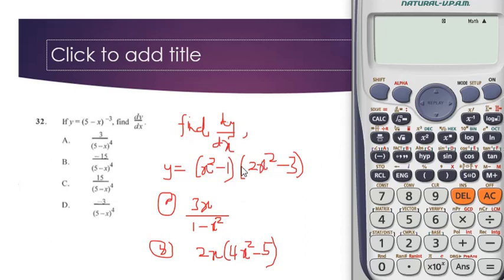So let's look at the second question. Find the derivative with respect to x of this expression. So let's do that. We have the differential of this expression: x squared minus 1, then you close the bracket, open it again, and we have 2x squared minus 3, and then you close the bracket.